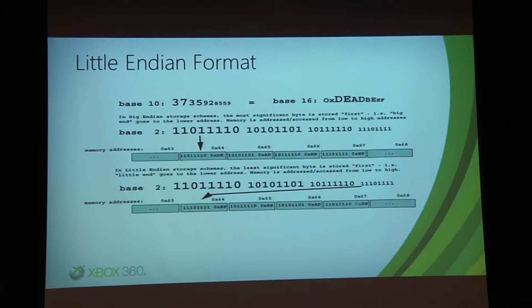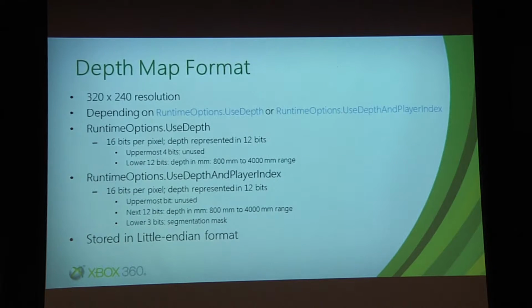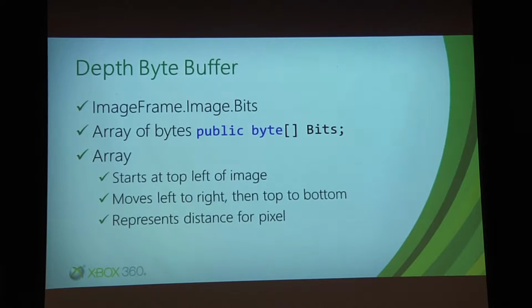So this is just an example. This is just a slide that illustrates little endian format. So that's basically all I wanted to talk about depth in the slide. It still returns as imageframe.image.bits, and it starts at top left just as before. It moves from left to right and top to bottom just as before, but instead of representing RGB values per pixel, it is now representing distance values per pixel.